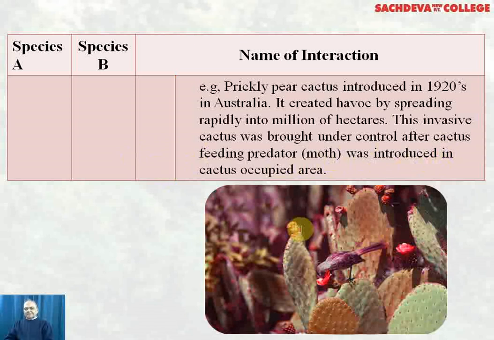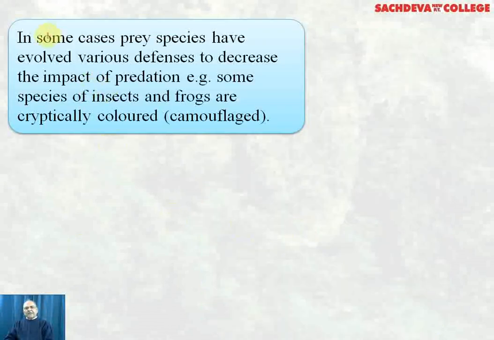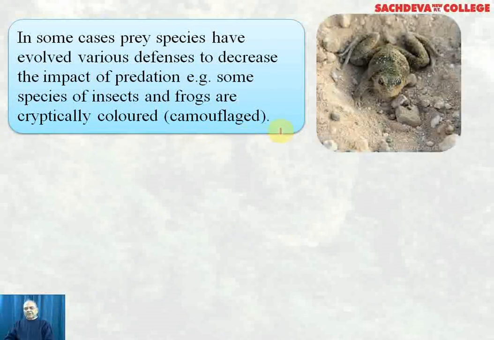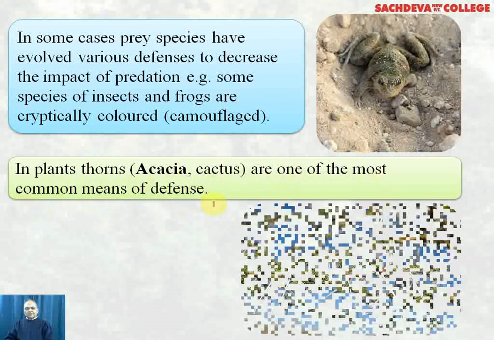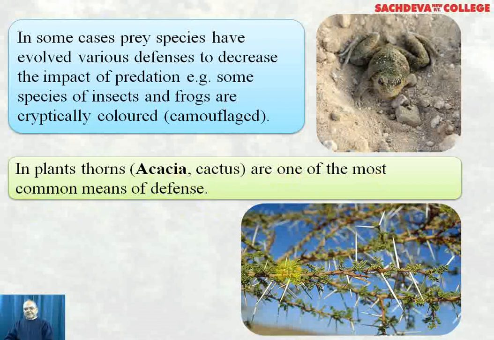You can see here, in some cases, prey species have evolved various defenses to decrease the impact of predation. For example, some species of insects and frogs are cryptically colored, that is called camouflage. And you can see the frog developing the color according to the environmental conditions where it is living. In plants, thorns, as in acacia and cactus, are one of the most common means of defense. You can see the acacia with quite prominent thorns.